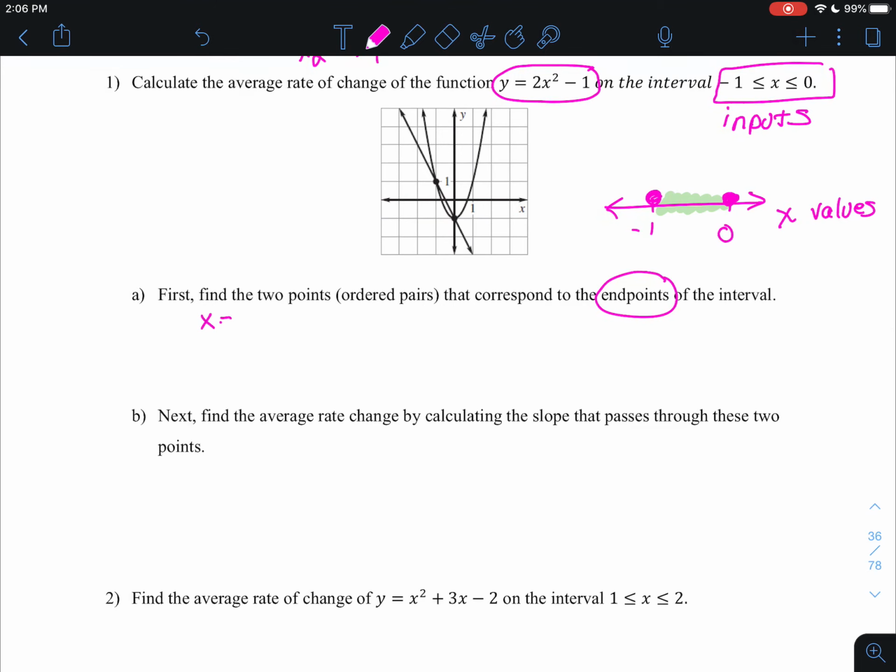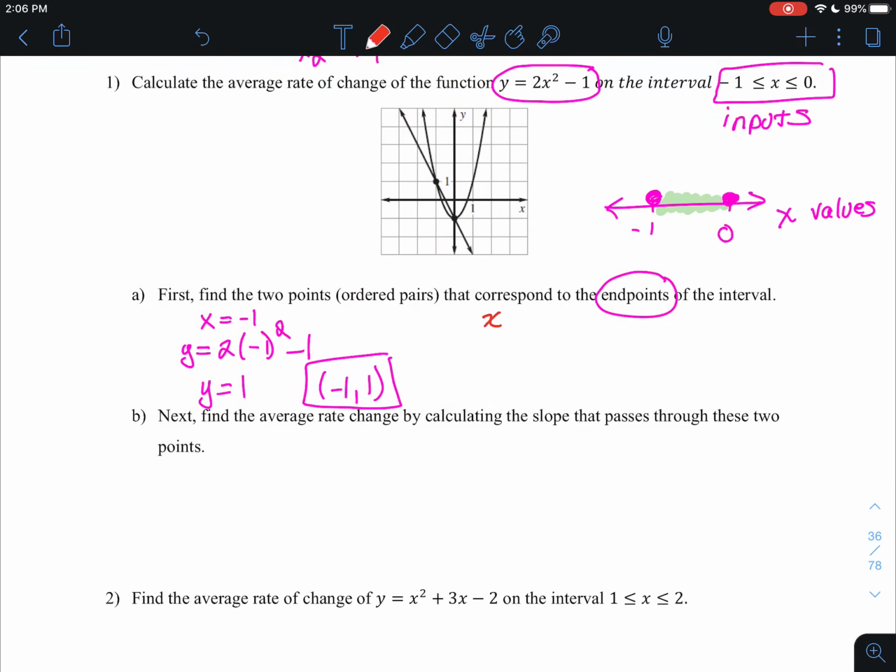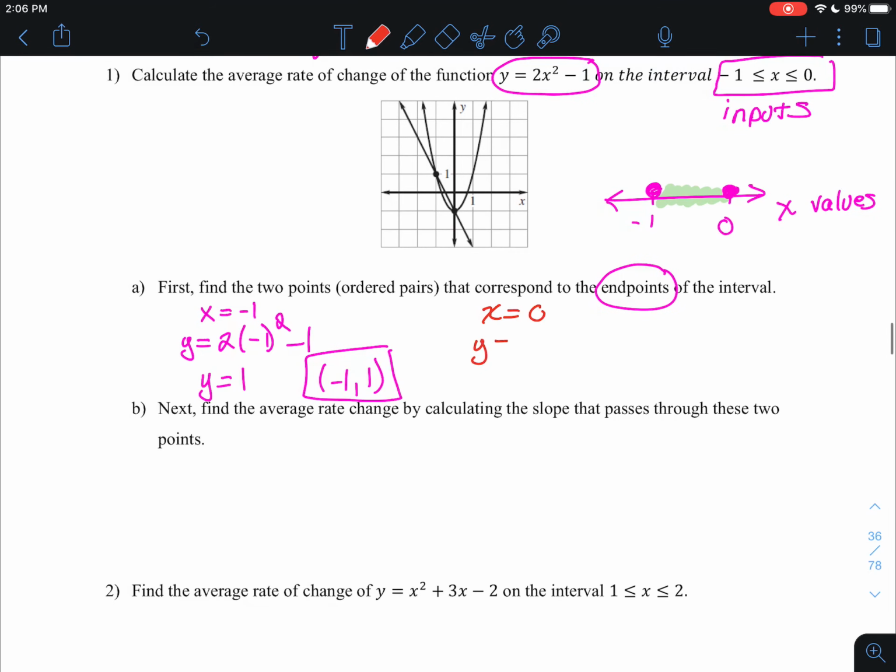Well, I know for x equals -1, I can plug into our function. y is equal to 2 times -1 squared minus 1, which gives us y is equal to 1. So our first endpoint is (-1, 1). To find the other one, our other input is x is equal to 0. Again, we use our function to determine what the output will be, and you'll get y is equal to -1. So those are the 2 endpoints.